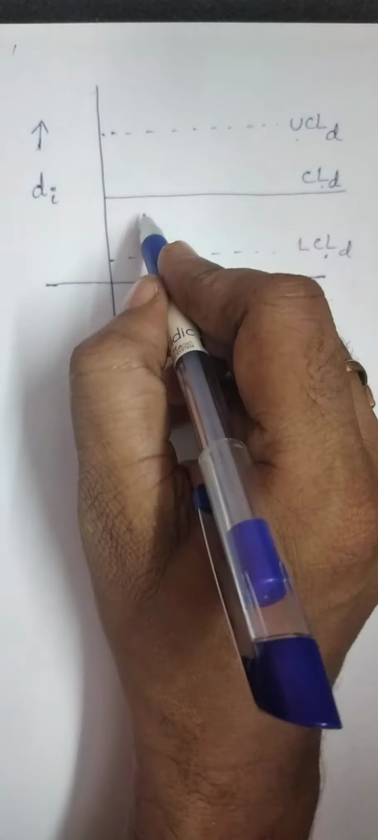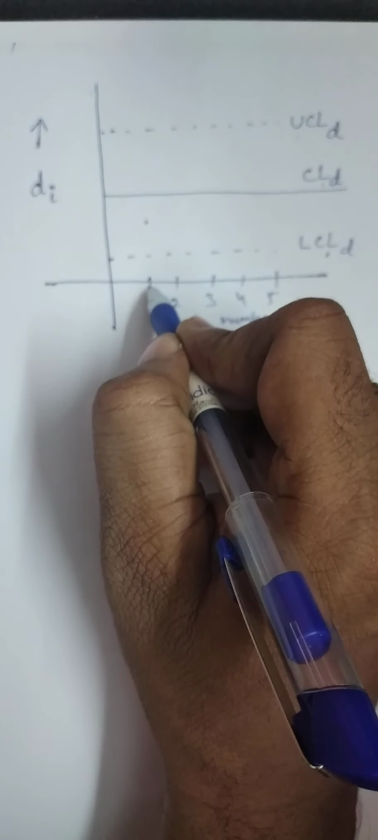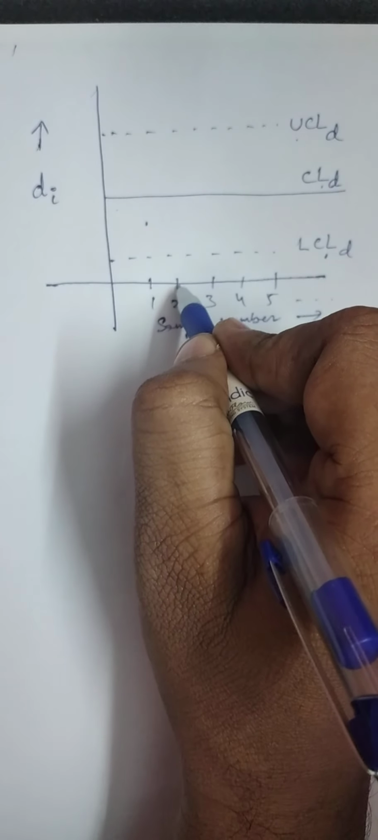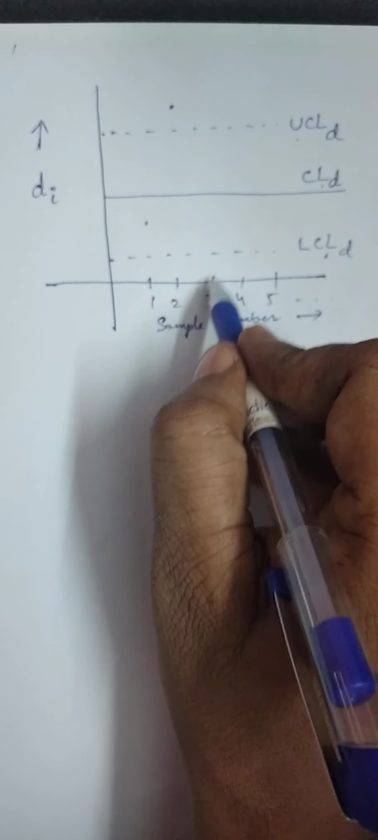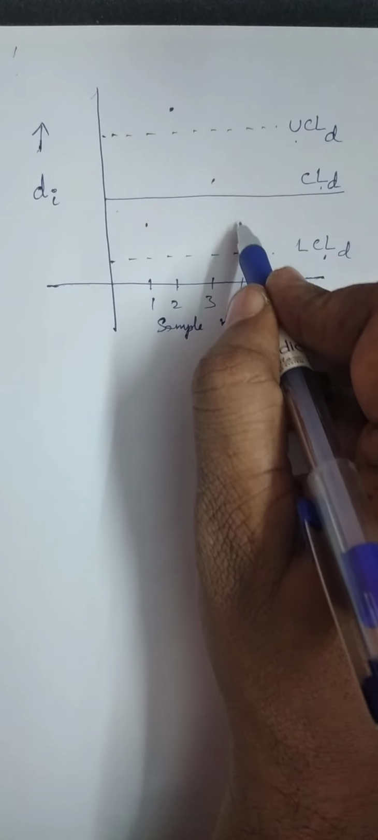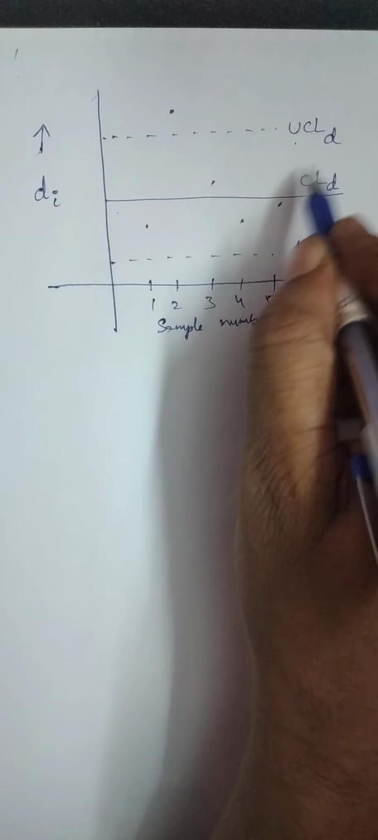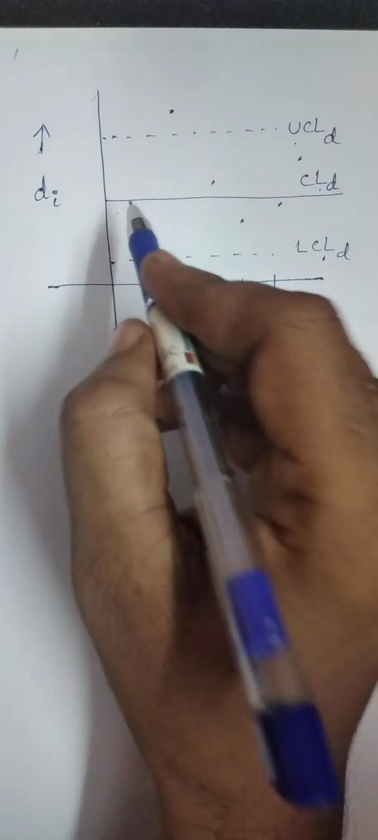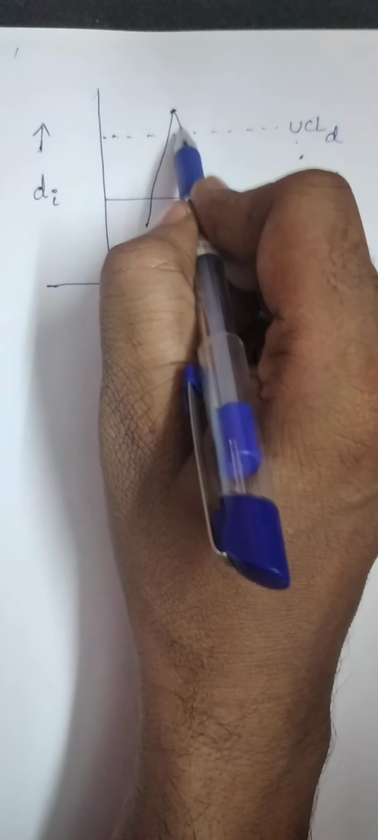After that you have to plot the points. For example, this is one particular point, the di value corresponding to sample number 1. For sample 2, this is the di value. For sample 3, this is the di value. For sample 4, this is the di value. For sample 5, this is the di value, etc. And then you have to join all the points in the chart.